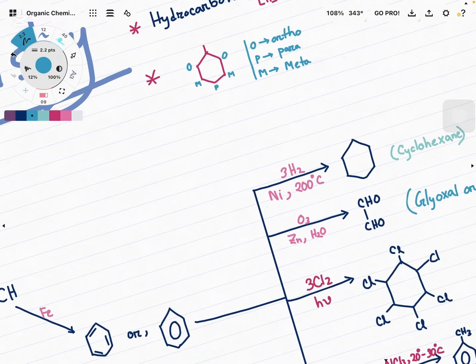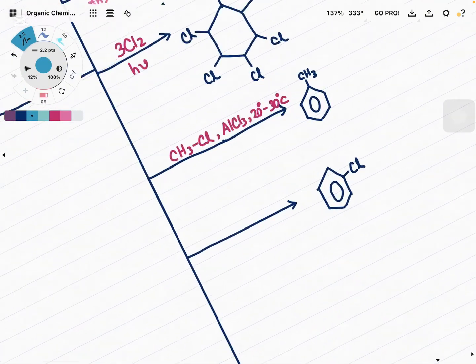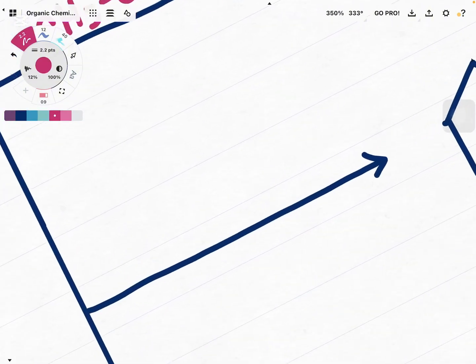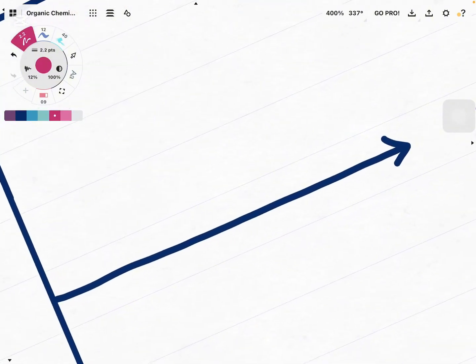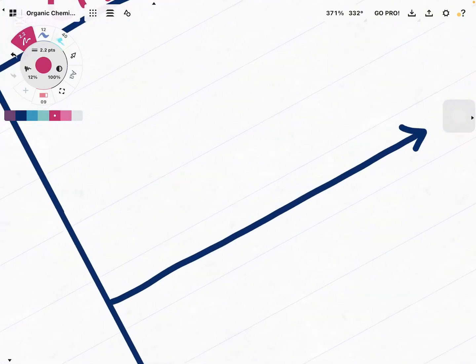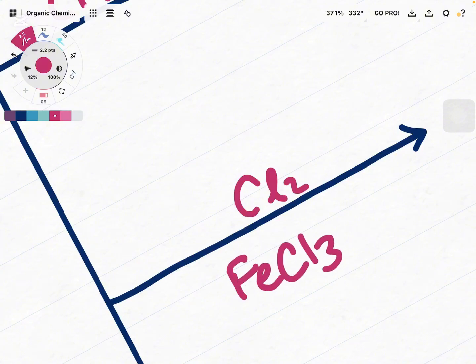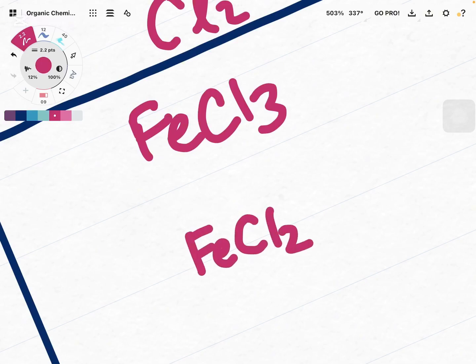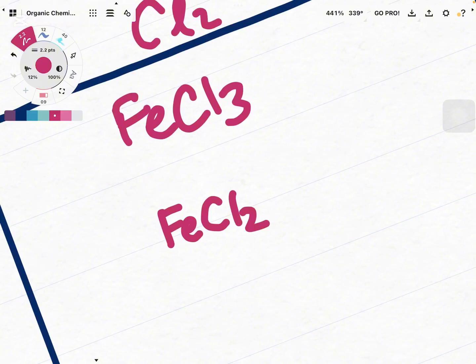So now that we know that, let's give our catalyst. So the catalysts are chlorine and ferric chloride. I hope you know that this is ferrous chloride and this is ferric chloride.